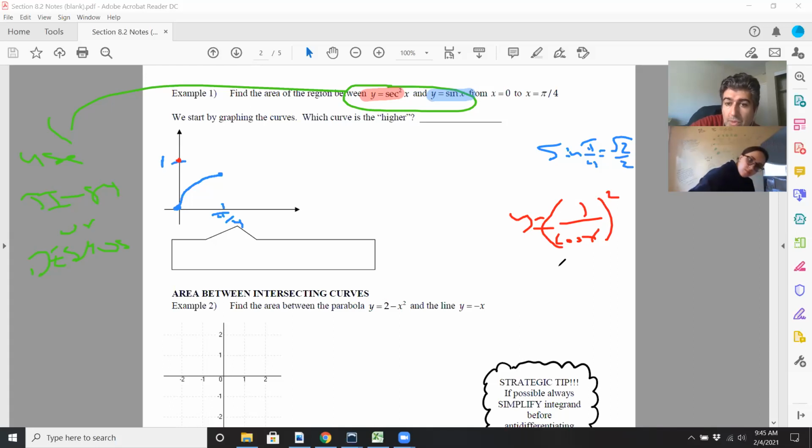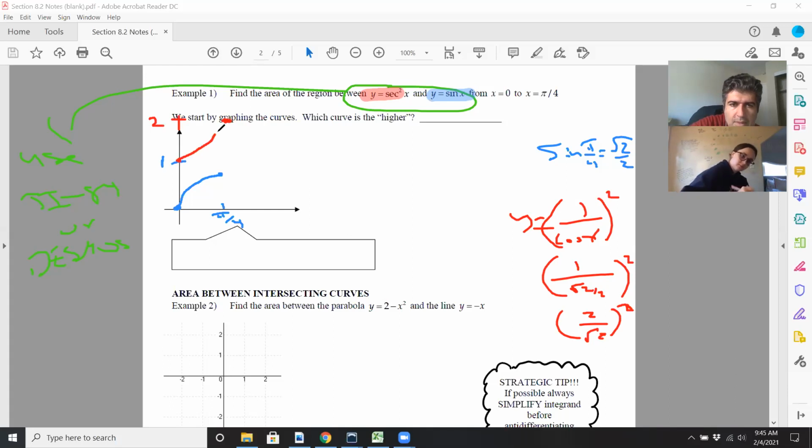Cosine of pi over 4 is root 2 over 2. But you got to flip it, so it's 2 over root 2. And you got to square it, so it's 4 over 2, which is 2. So it's a little higher. So it looks kind of like this. In fact, actually, if you remember, secant looks like that. But if this is squared, I think they all look like this. Anyway.